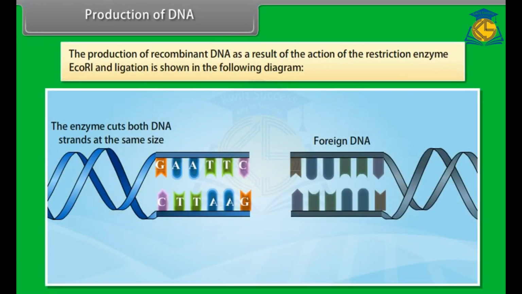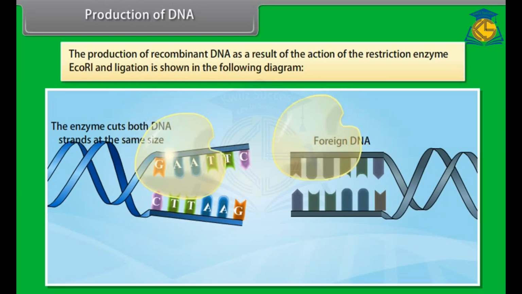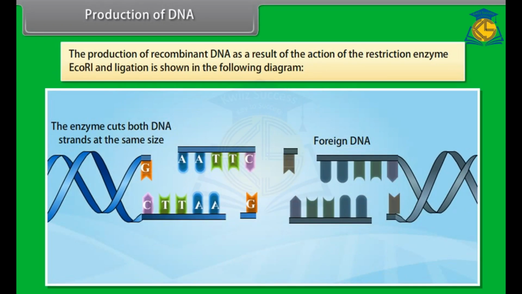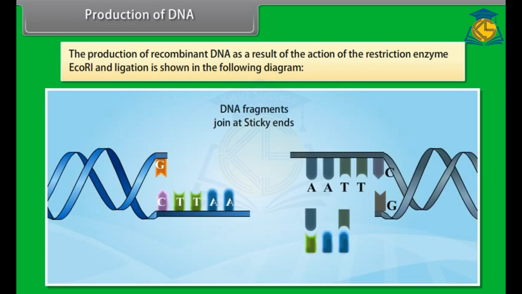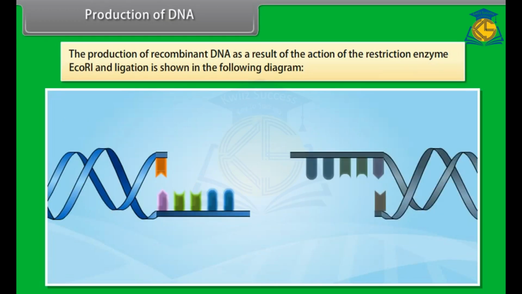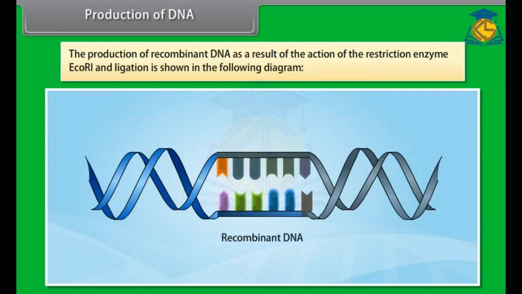The production of recombinant DNA as a result of the action of the restriction enzyme E. coli and ligation is shown in the following diagram. The enzymes cut both DNA at the same site. After that, both DNA fragments can be joined at the sticky ends and it results in a recombinant DNA.